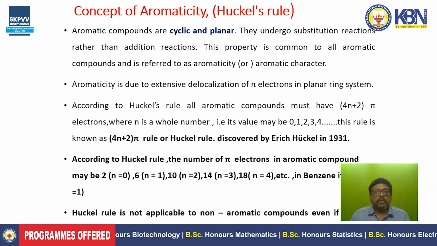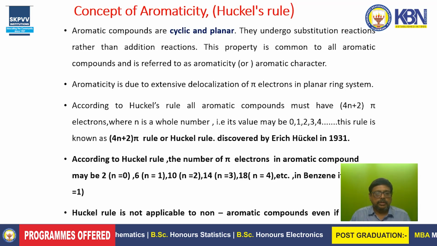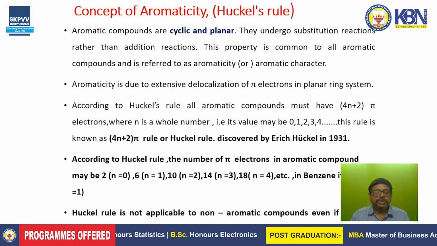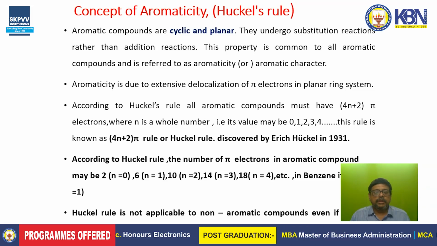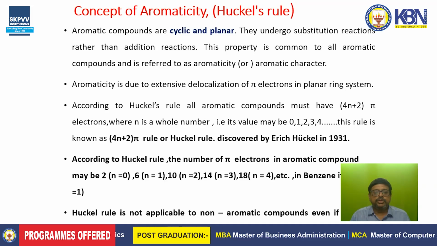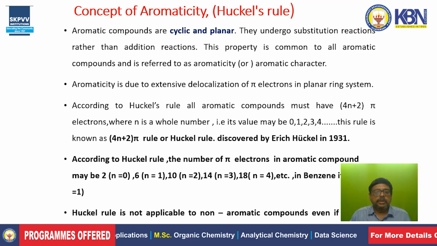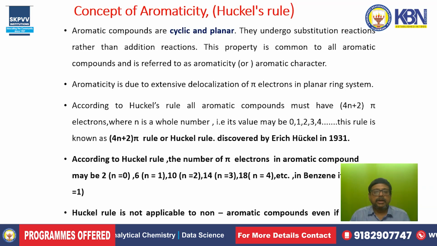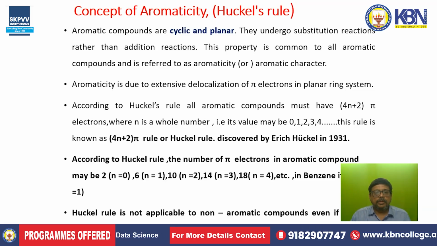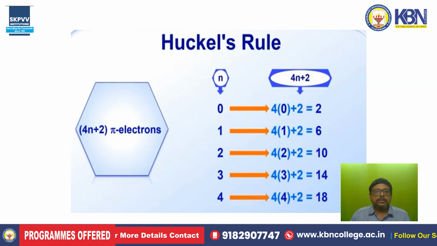According to Huckel rule, the number of pi electrons in an aromatic compound may be 2 if n is 0, 6 if n is 1, 10 if n is 2, 14 if n is 3, and so on. In benzene, the n value is 1. That means it contains 6 pi electrons. This Huckel rule is not applicable to non-aromatic compounds, even if they are cyclic and planar in nature. So this is Huckel rule.